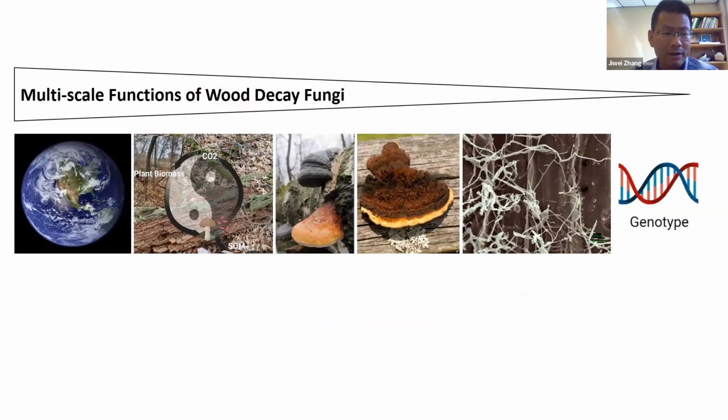Usually this is how we understand the functions of wood decay fungi, which I call multi-scale functions, from the whole planet ecosystem to the forest ecosystem, to the interactions between fungi and single species, and to the cellular level and gene level. This is usually how we understand it. And my lab is not at such big scale levels.